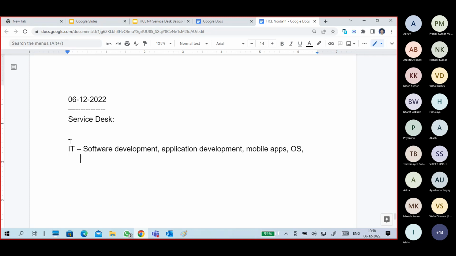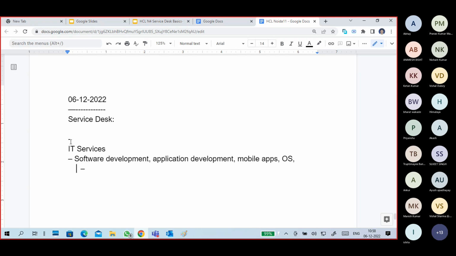But there are other things we don't know. So IT, or IT services. IT means information technology, but what is IT? IT means IT services. Different IT services are there. People who do IT business provide IT services. An IT service provider provides IT services. This is what I'm trying to say: what the different IT services are.